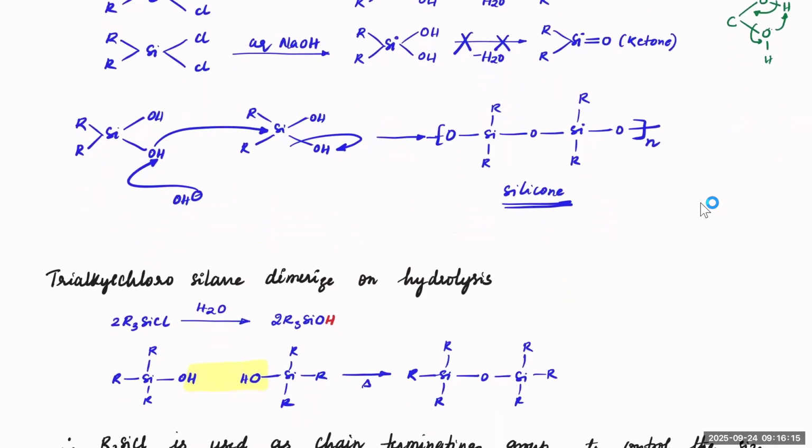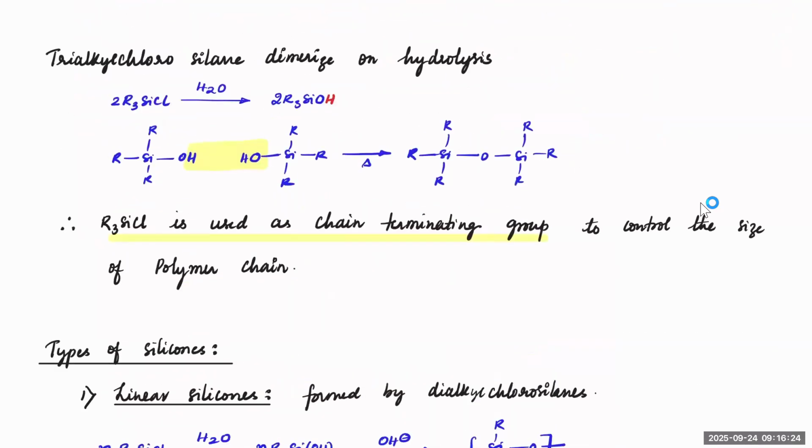Now, one thing we learned is that this is a linear silicone. Linear silicone means it extends itself linearly. Now, if I take trialkyl chlorosilane, that means you have three alkyl groups and only one chlorine, so you'll get one OH group here. In the presence of OH minus, this water will go, and you'll get only one product, so basically a dimer type of product is established.